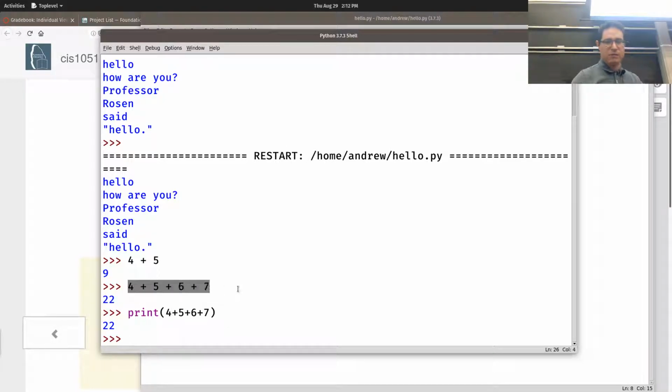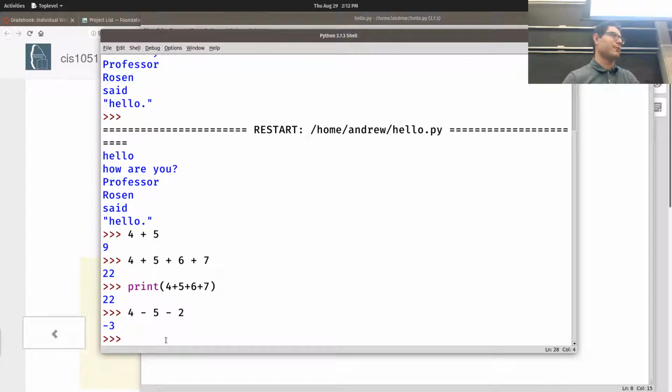So here, again, we can do addition operations. We can also do subtraction operations. 4 minus 5 minus 2. So this will be 4 minus 5 minus 2, which will give us negative 3, right? 4 minus 5, negative 1. Negative 1 minus 2 is negative 3, right? So it works exactly like you would say.